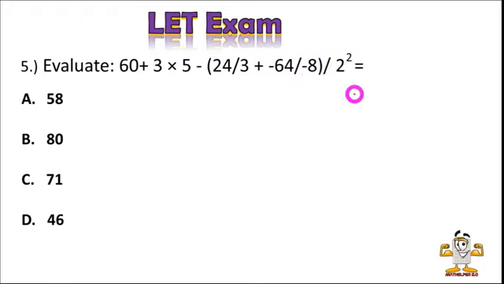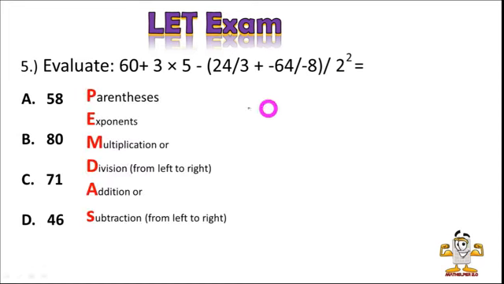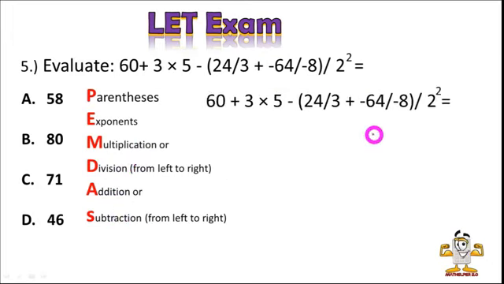So, the first thing to do is follow po tayo ng PEMDAS rule. So, parentheses, exponent, multiplication, and division from left to right, addition or subtraction from left to right. So, 60 plus 3 times 5 minus 24 divided by 3 plus negative 64 divided by negative 8 divided by 2 squared. So, ang first natin hahanapin yung parentheses.